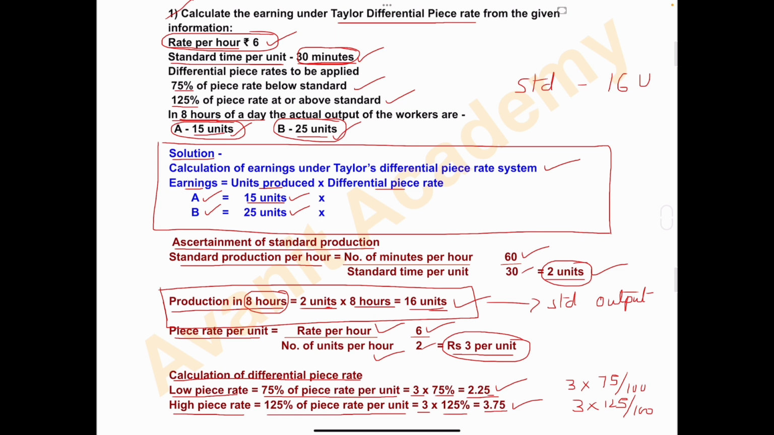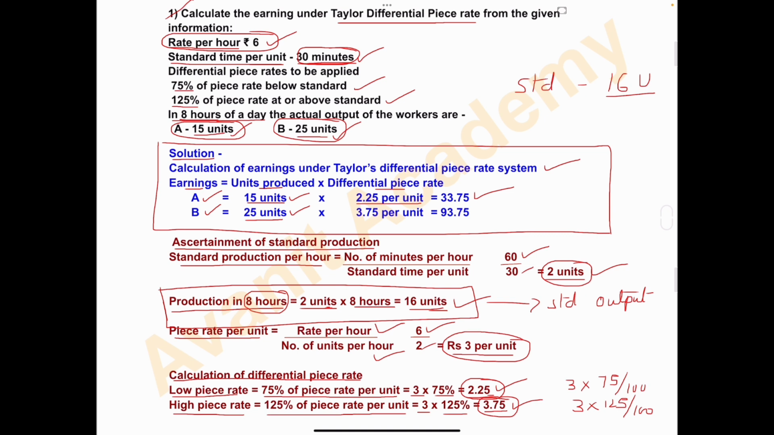So below the standard, the person who has performed below the standard, to them we have to apply 75% of piece rate. That is, low piece rate is 2.25. And this Mr. B has produced 25 units, that is above the standard. So for Mr. A, we have to take low piece rate, that is 2.25 per unit. Multiply this, 15 into 2.25. You will get 33.75.